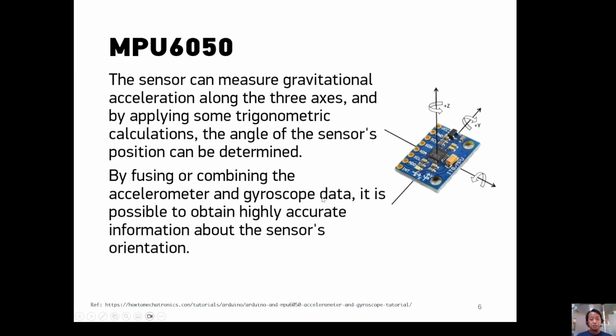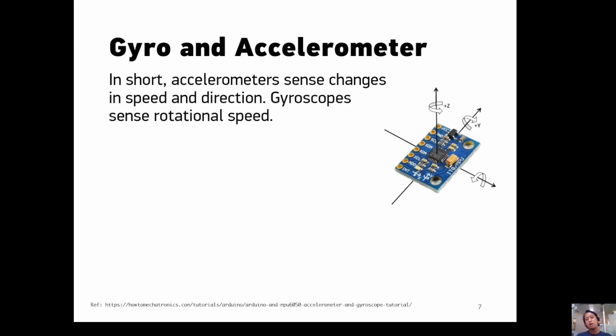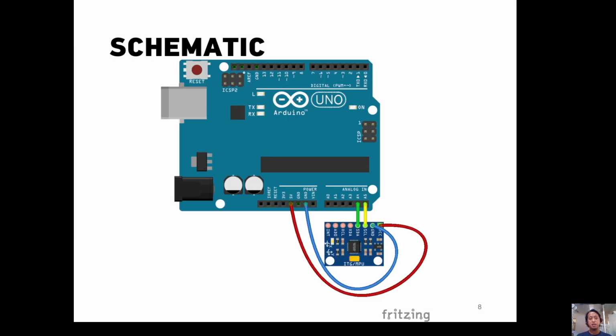The sensor can measure the gravitational acceleration along the 3 axes, and by applying trigonometric calculation, the angle of the sensor's position can be determined. By fusing or combining the accelerometer and gyroscope data, it is possible to obtain highly accurate information about the sensor orientation. In short, the accelerometer senses change in speed and direction, and the gyroscope senses rotational speed.